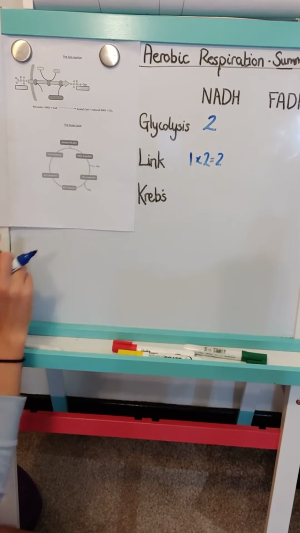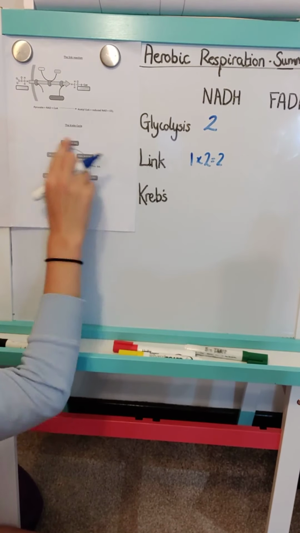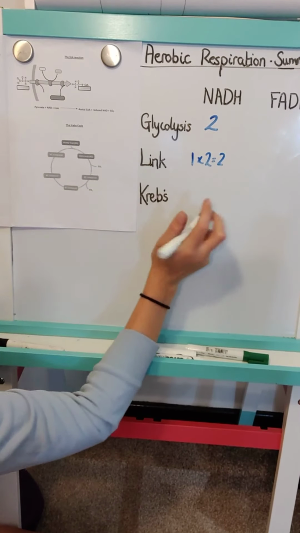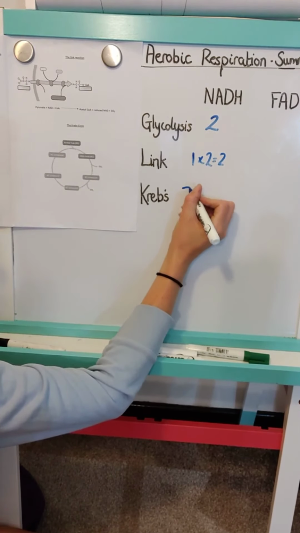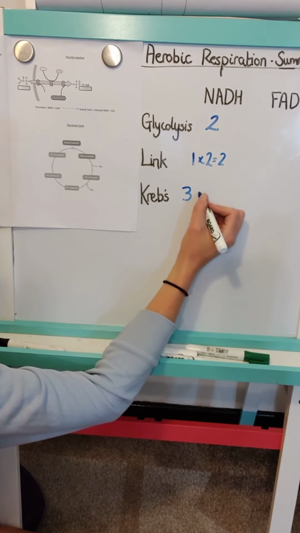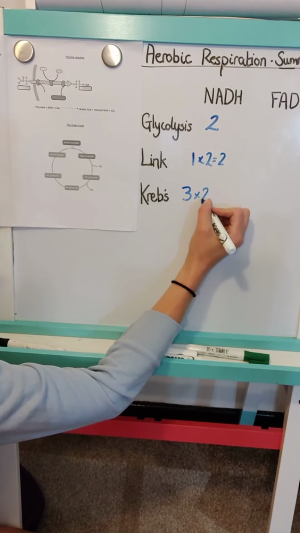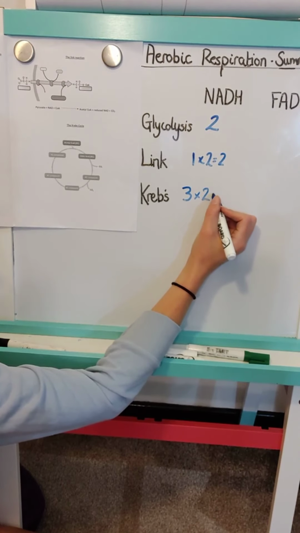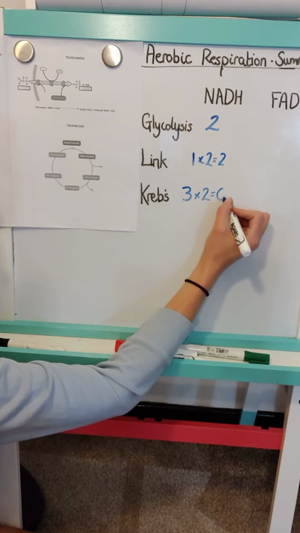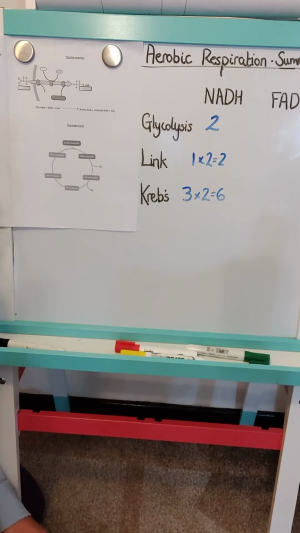But if we've come from 2 pyruvate molecules, this has happened twice for every glucose molecule, which means that in the Krebs cycle we have 3 being formed for each pyruvate, which means we multiply that by 2, because there's 2 pyruvate for every glucose, which means that we now have 6 NAD that have been reduced in the Krebs cycle for every glucose molecule.